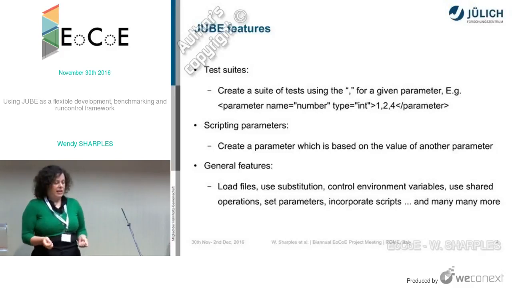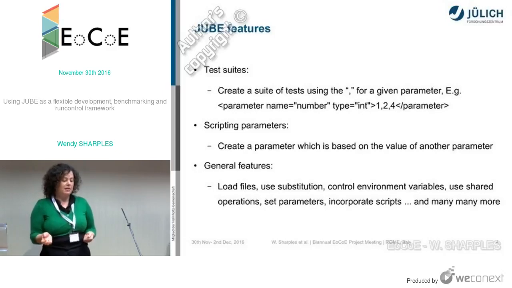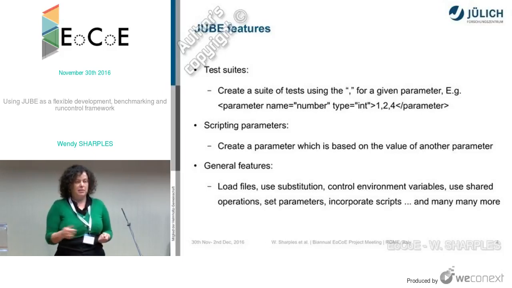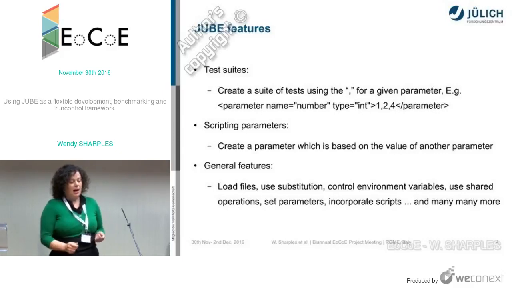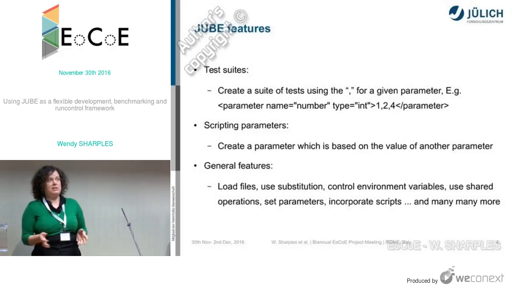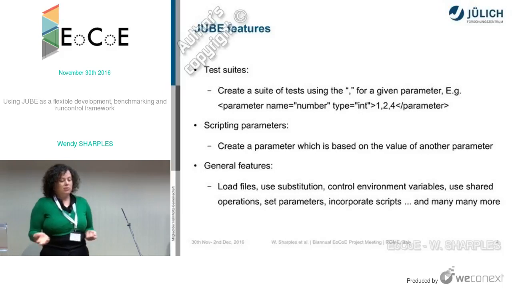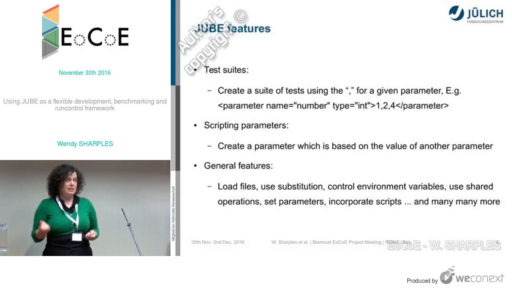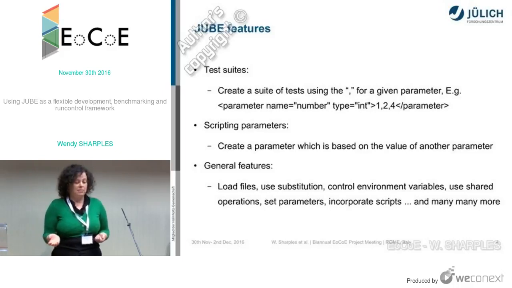So just some general features of JUBE. You can create a suite of tests using the comma punctuation mark. So for a given parameter, for example, if you've got a parameter number and you want to run a certain suite with this variable 1, 2, 4, you put a comma between them and it runs 3 tests. Scripting parameters: you can create a parameter which is based on the value of another parameter in, say, Python mode, for example. And general features: you can load files, you can use substitution, you can control environment variables, use shared operations, set parameters, incorporate scripts, and many, many more things.